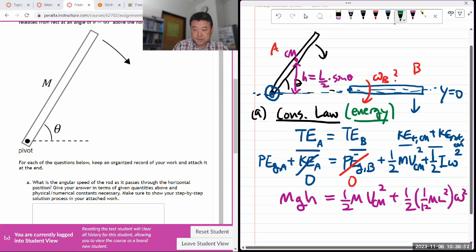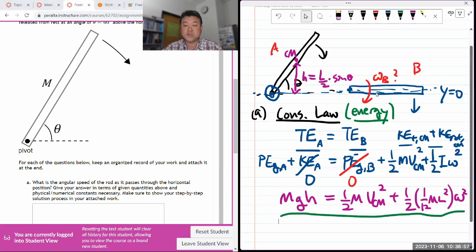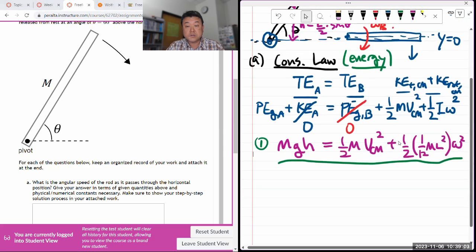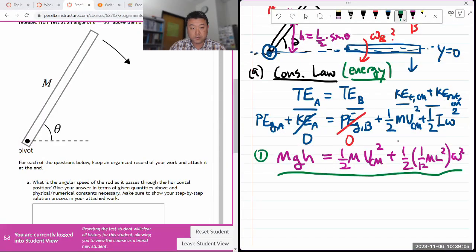Now, as you look at this expression, before you start doing any algebra, you should always do this step. Count the number of equations, one equation, and number of unknowns. So, mass is known, or you treat it as known, hoping it'll cancel out. G is known. H, I have an expression there, so let's say it's known. And you have velocity and omega. You have two unknowns. So one equation, two unknowns, that's actually not enough to solve.